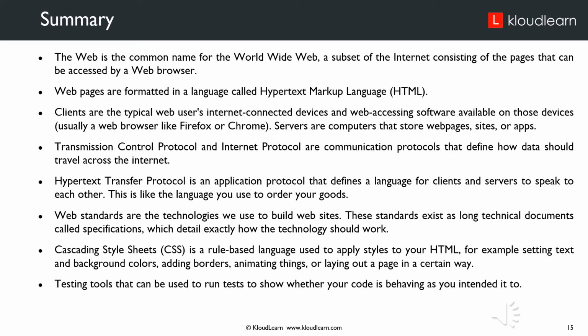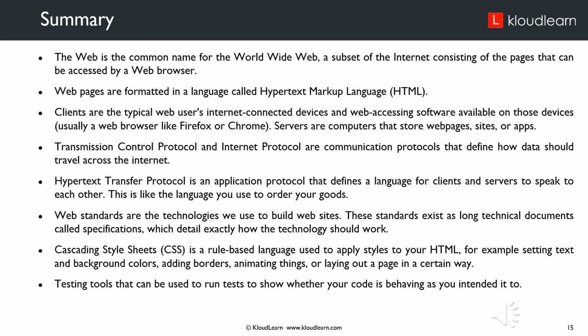Transmission Control Protocol and Internet Protocol are communication protocols that define how data should travel across the internet. Hypertext Transfer Protocol is an application protocol that defines a language for clients and servers to speak to each other. This is like the language you use to order your goods. Web standards are the technologies we use to build websites. These standards exist as long technical documents called specifications, which detail how the technology should work.